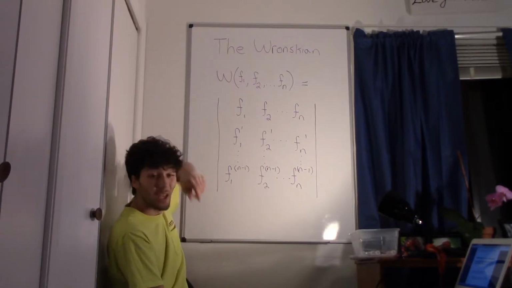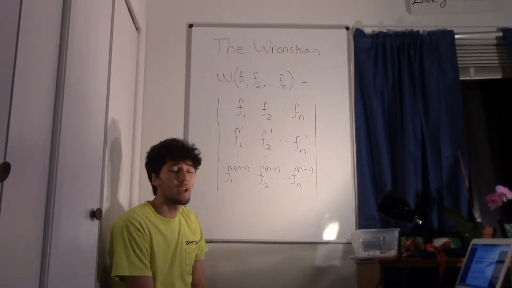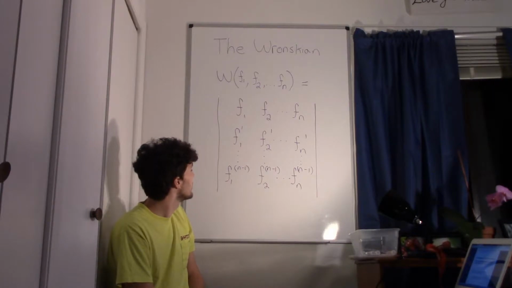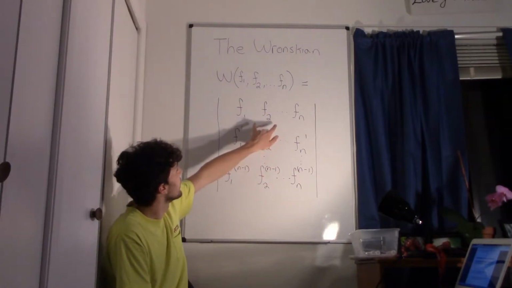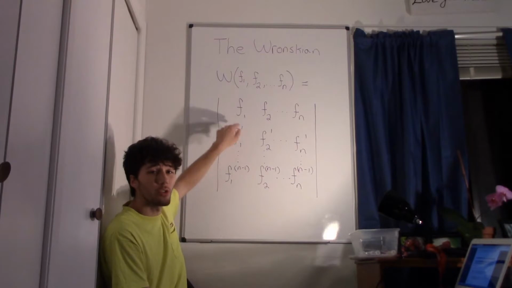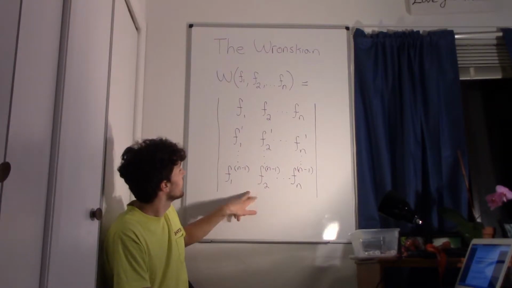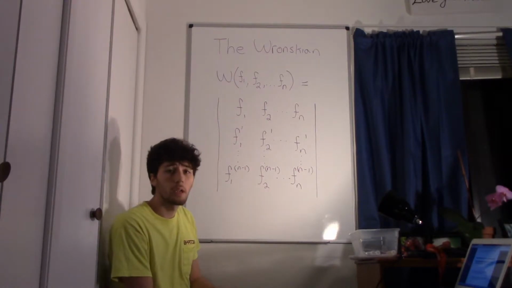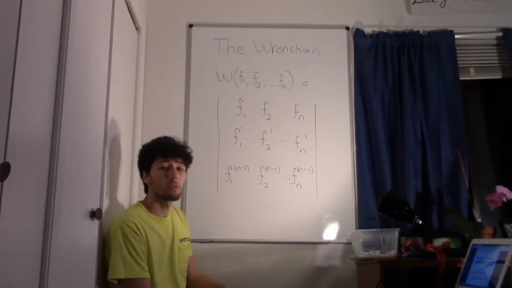In most of the cases that I've dealt with, you don't usually deal with too many. I usually get to work with 2x2 matrices, which is nice for determinants. So let's take a look at an example of actually using the Wronskian.